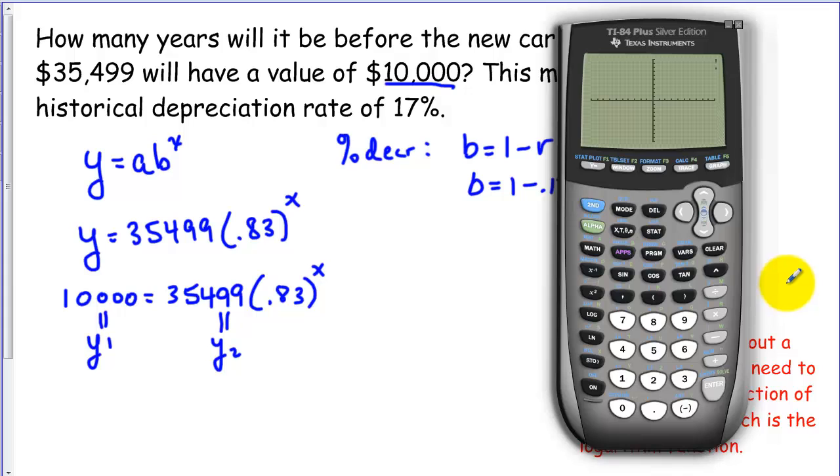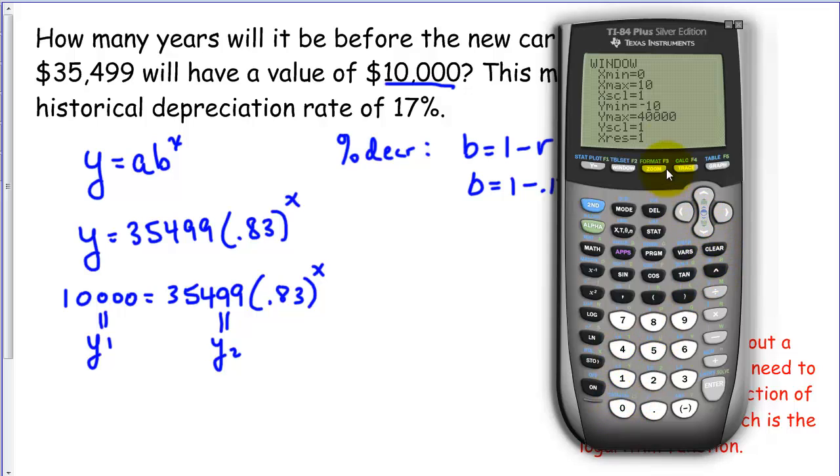Now our Y values are quite large. The initial value is 35,499. In the default mode, this only goes up to 10. So we need to adjust the screen so that we can see these curves. So we need to press the window button here. And since we're dealing with time, we're not interested in negative time. So we could take it out to 10 years. We'll see if our intersection happens in 10 years. And the Y values, we want to go up to at least 35,000. So I'm going to go up to 40,000.